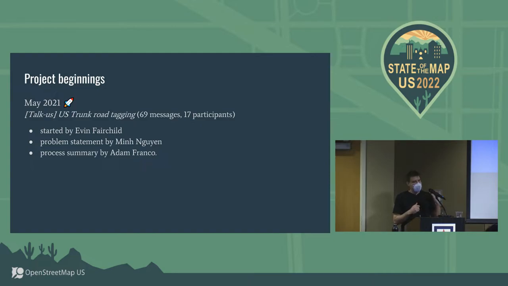A thread on the Talk US mailing list came up. Evan Fairchild started this question about the trunk road tagging yet again, kind of an annual topic coming up. And after 17 participants sent almost 70 messages, we actually dug into this again without the hopelessness that had been there in the past and really figured out a problem statement and a way forward of how we could make the highway tagging in OpenStreetMap more seen.